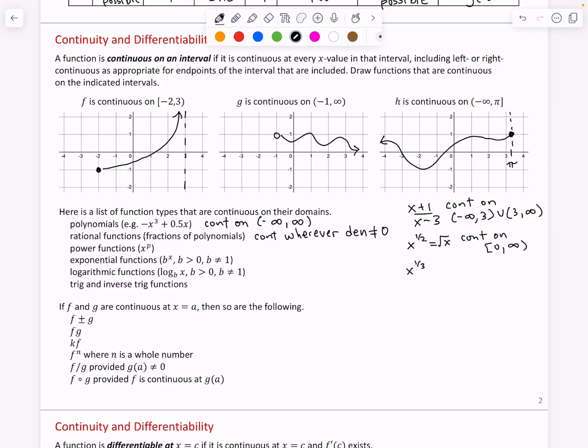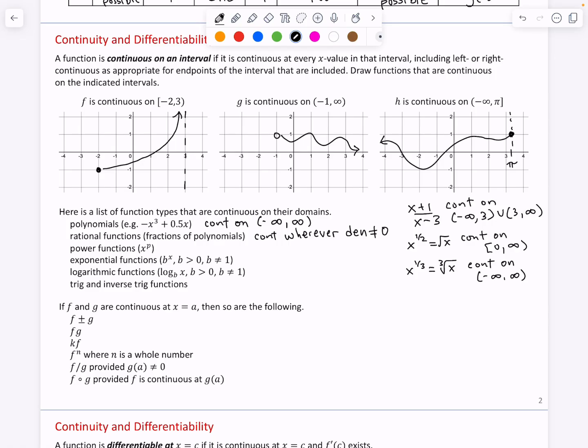However, x to the 1/3, which is the cube root of x. Now you can cube root a negative number. For example, cube root of -8 is -2, because -2 cubed does give you -8. So an odd root of x is defined for any value of x. So this function will be continuous on the entire number line.